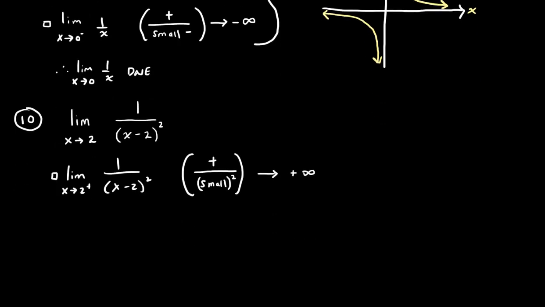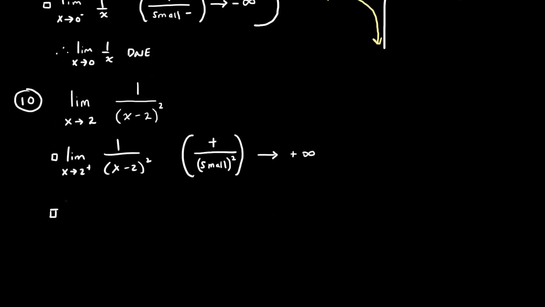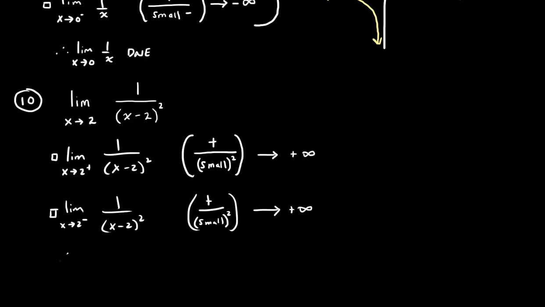Okie dokie. And so the limit from the left-hand side, the limit as x approaches 2 from the left of 1 over x minus 2 squared. The numerator is going to be positive, and the denominator is really small. And we're squaring it again, so that's also going to be really small positive, and so we're going to approach positive infinity. We put this together and say the limit as x approaches 2 of the function 1 over x minus 2 squared.